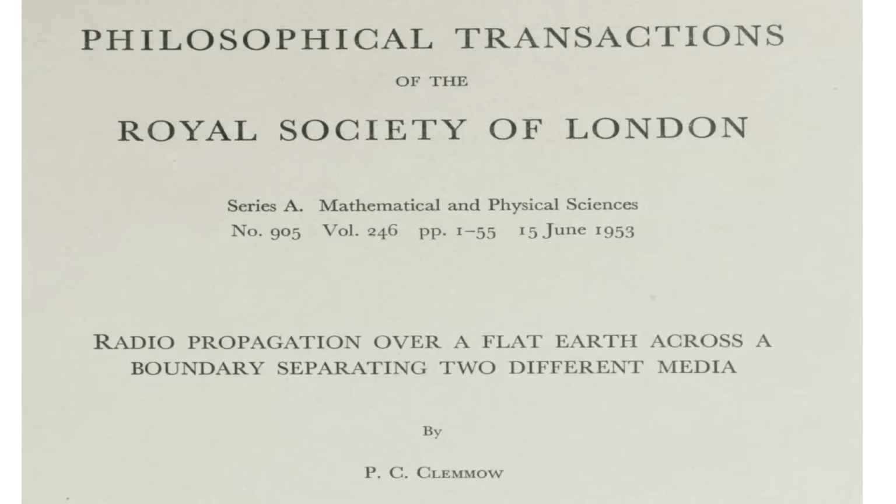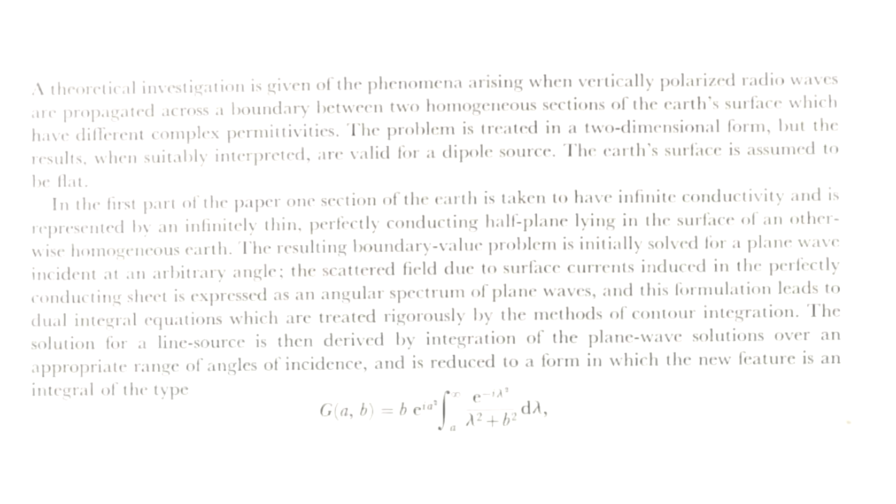32. A paper published by the Royal Society of London in 1953, titled "Radio Propagation over a Flat Earth Across a Boundary Separating Two Different Media," details a series of equations for vertically polarized radio waves propagated across a boundary between two homogeneous sections of Earth's surface, such as coastlines. The paper demonstrates that when Earth's surface is assumed to be flat, results were valid for the practical application of all examples used. If Earth was really a curved surface dropping at 8 inches per mile squared, such equations for radio propagation should most certainly need to take this into account.